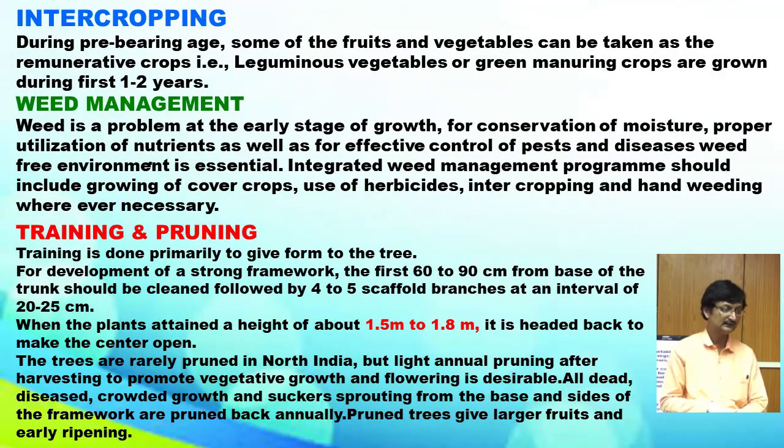Now intercropping. During pre-bearing stage, some fruit and vegetable crops can be taken as a remunerative crop. Leguminous vegetable or green manuring crops are grown during first 1 to 2 years. Leguminous vegetables are very beneficial as these add nitrogen to the soil also.